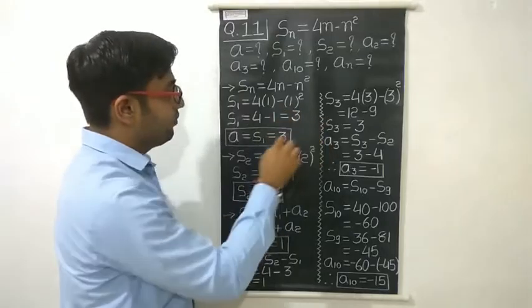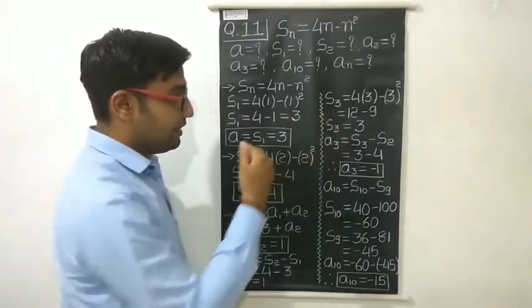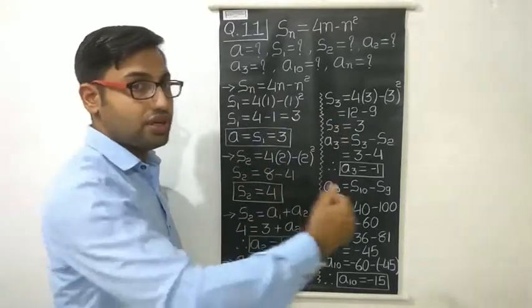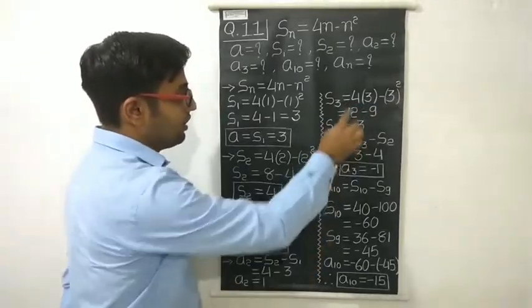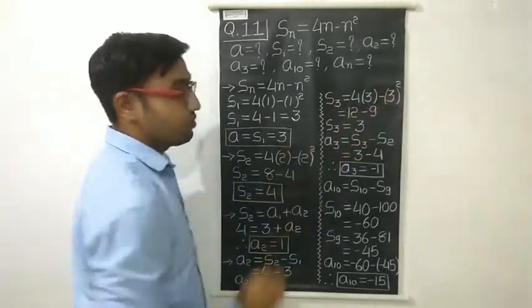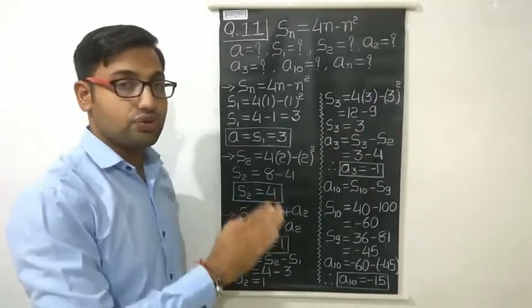S3. Now use this formula for n equals 3. In this way we get the value of the sum of the first 3 terms. So S3 is equal to 4 into 3 minus 3 square. This is equal to 12, and 3 square is equal to 9. So the sum of the first 3 terms is equal to 3.